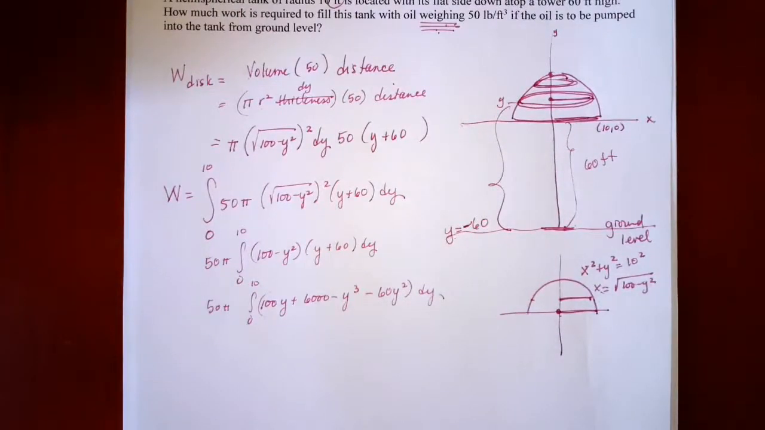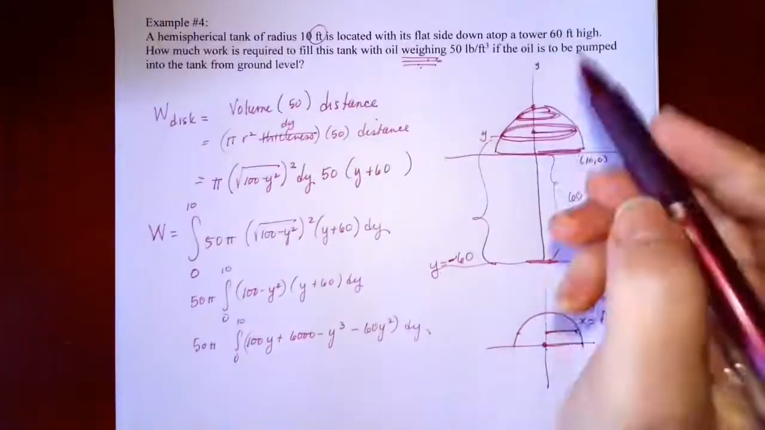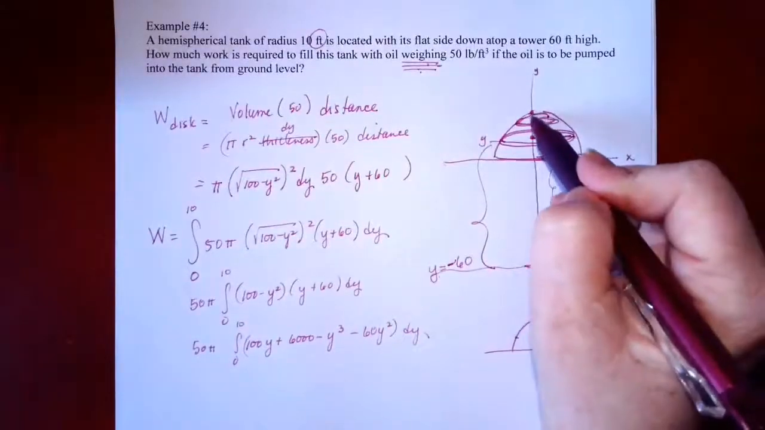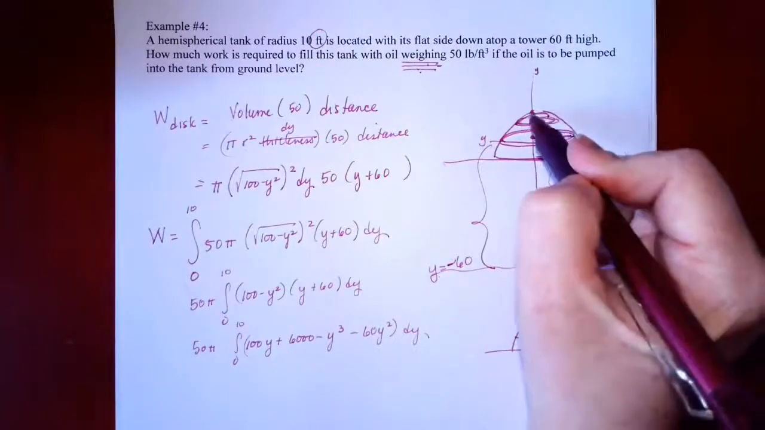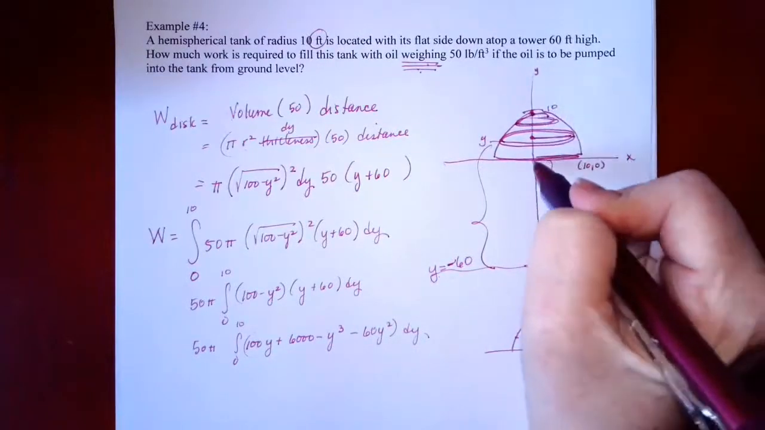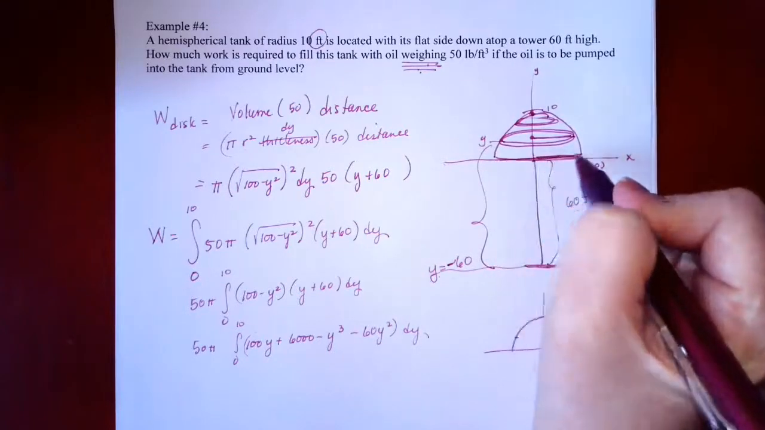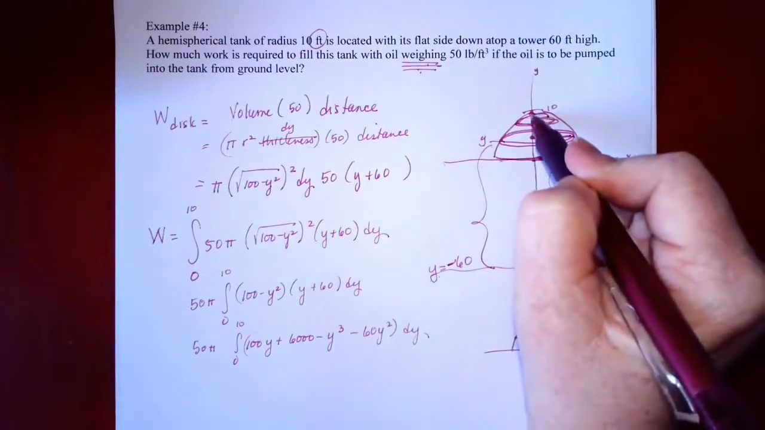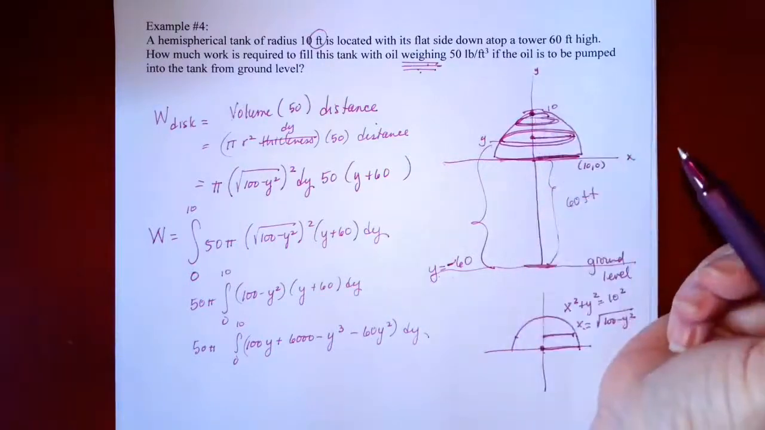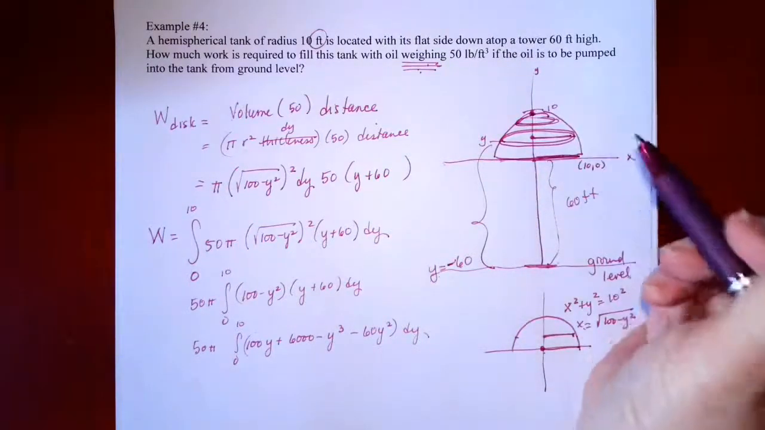Any questions? My tank is a hemisphere of radius 10. So that very top part, that's at y equals 10. And we're filling it. And so the bottom disk of water is at y equals 0. That top teeny tiny bit is at y equals 10. It's the limits of water on the tank.